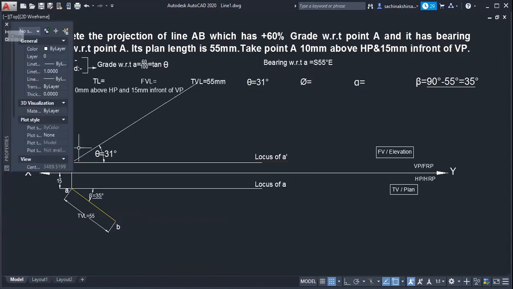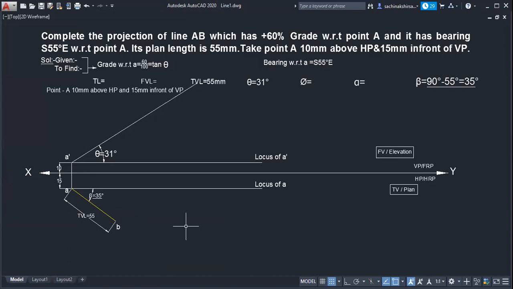Okay, next. What can I do? Very simple. It is most simple now. It is just a revision. We have solved many more problems. Point B, and here we can give the notation locus of B.